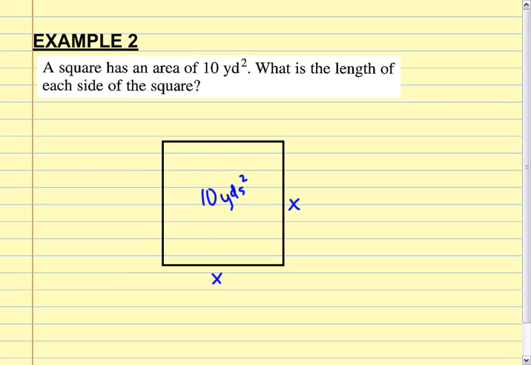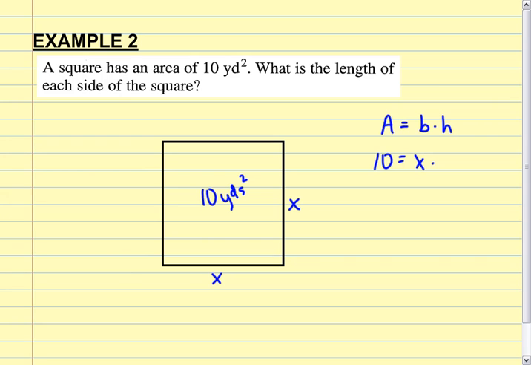How do I find the area of a square? What's the formula for finding the area of a square? Base times height or length times width? Okay, and in this case it would be what? You said the area is equal to base times height, right? Do I know what the area is? 10 yards squared, right? Do I know what the base is? But I have a letter for it, don't I? What is that letter? X.